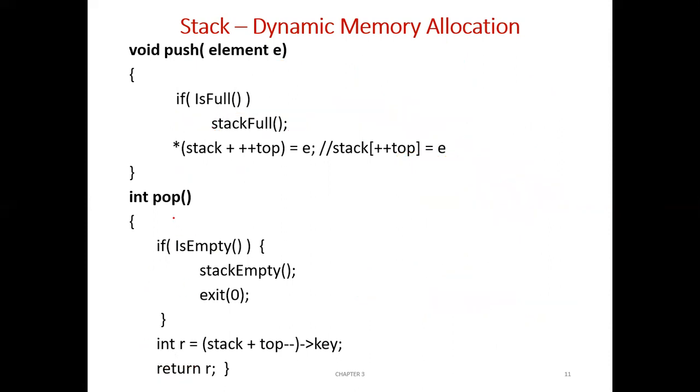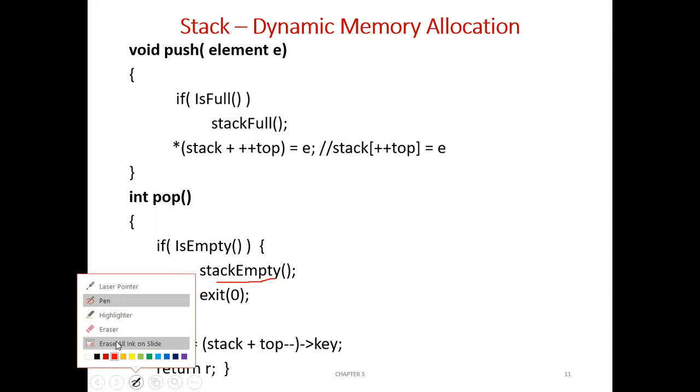And coming to the pop function, in pop we check whether stack is empty or not. If stack is empty, we call the stack empty function, which will be similar to the normal stack which we created without using dynamic memory allocation. So this function will just display that stack is empty, nothing can be popped, that's it, and it will exit the program, because if stack is empty then you can't do anything, right?